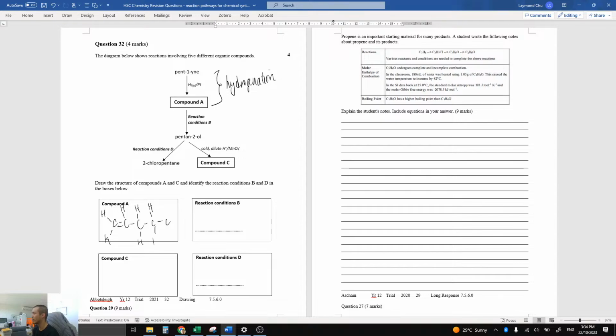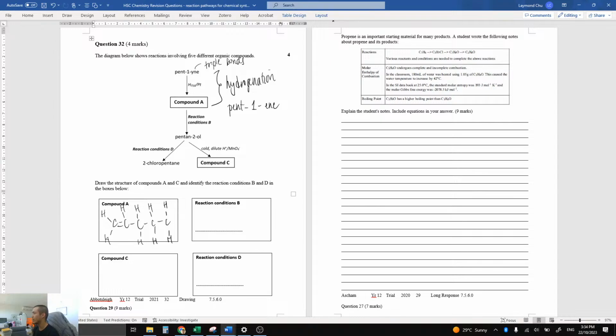Now, what is the name of this product? We're not explicitly needing to name this product, but for the purposes of naming, this one is called pent-1-ene. The ene just means double bond, the yne just means triple bond. Let's write that there for notes purposes.